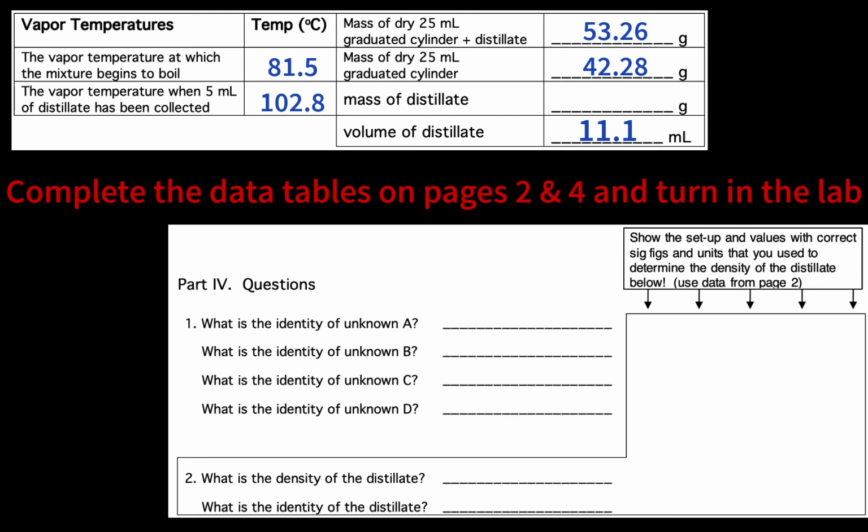Then determine the identity of the unknowns by comparing your observations from the tests completed to the actual results for the possible unknown substances. Finally, determine the density of the distillate using the mass of the distillate and the volume of the distillate from the data table on page 2. From there, you should have enough information to determine the identity of the distillate. When you have all of that done, you can turn in the lab.